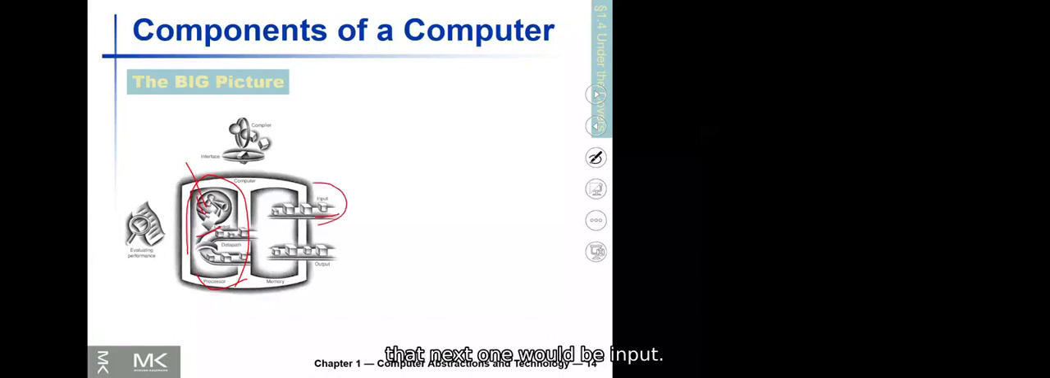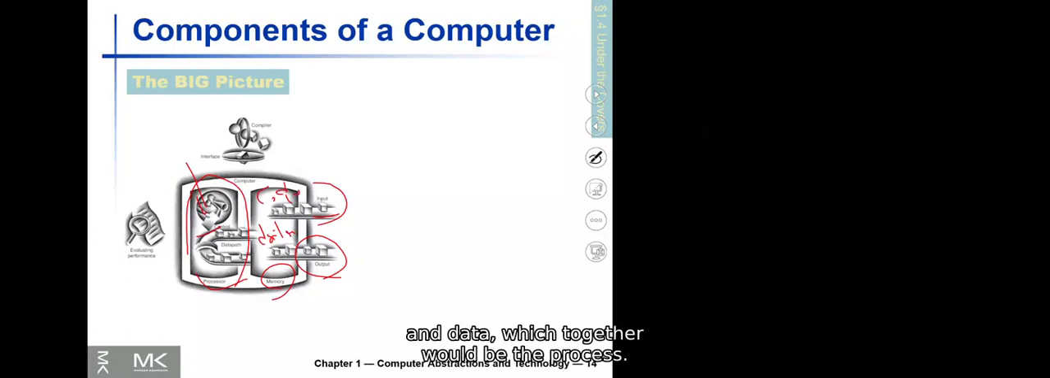The next one would be input. So the computer needs input. It gets data from the outside world of the computer. The next one would be output. So it will generate data for the outside world. And the other one is memory. So for working, the computer needs some kind of place to store information. The information could be either code, which executes, or data, which will be, for example, analyzed or processed and so on. So we have five main components: input, output, memory, control, and data, which together would be the processor.